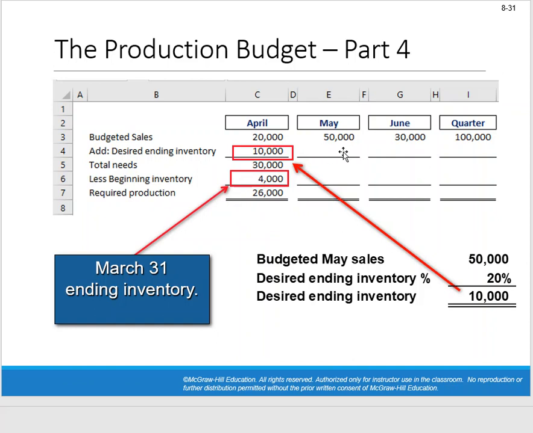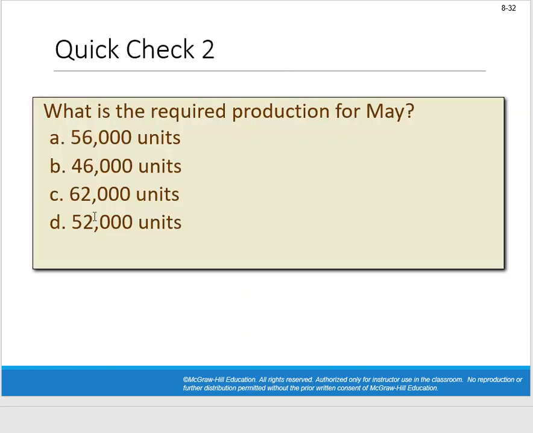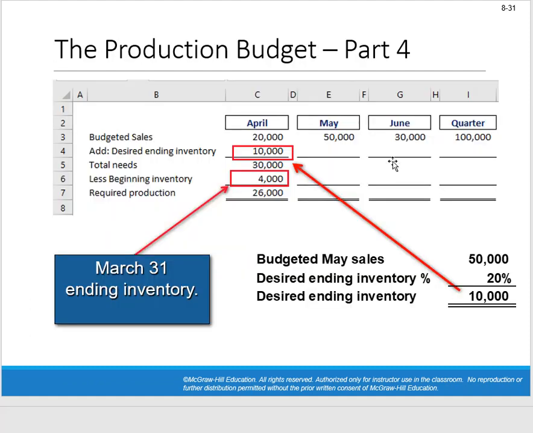What's our desired ending inventory for May? So we'll take 30,000 for June times 20%, and that should give us our desired ending inventory for May. So quick check two, what's the required production for May? Well, let's go back for a second. So we were gonna take 20% times 30,000, that's our desired ending inventory. And we'll add that to 50,000 of total needs.